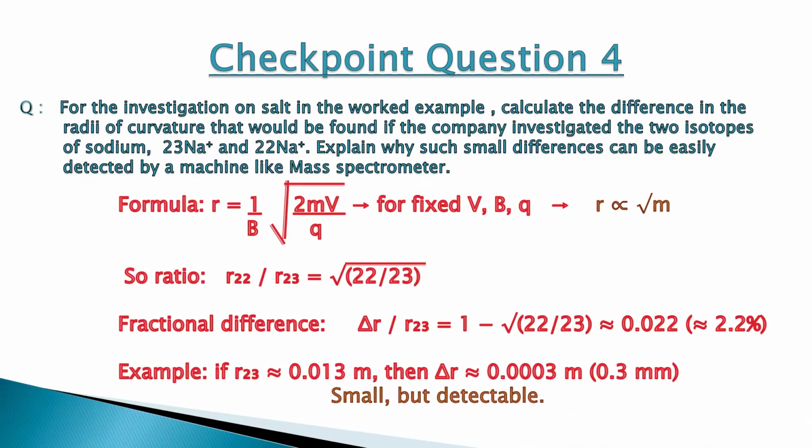So, the important takeaway is that R is directly proportional to the square root of m, which explains why different isotopes have different paths. The difference may look very small, but the spectrometer's precision makes it easily detectable. That's why mass spectrometers are powerful tools for distinguishing isotopes like sodium plus 22 and sodium plus 23.